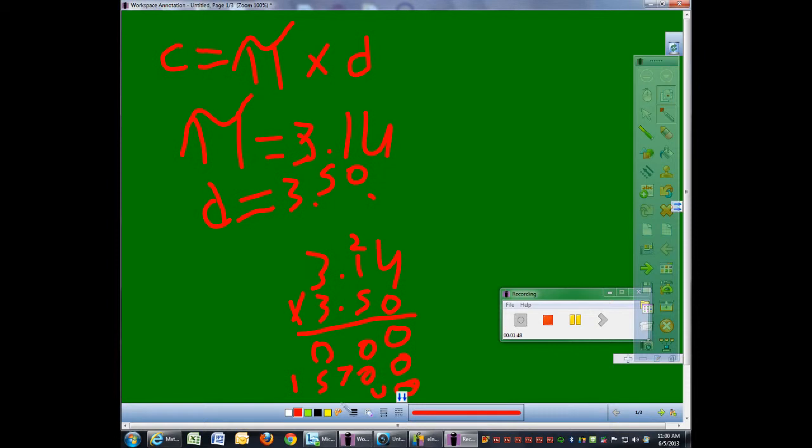And then continue on. 3 times 1 equals 3, plus 2 equals 5. And what I meant to say was that 3 times 4 equals 12. Carry the 1. 3 times 1 equals 3. Add 1, that's 4. And 3 times 3 equals 9.